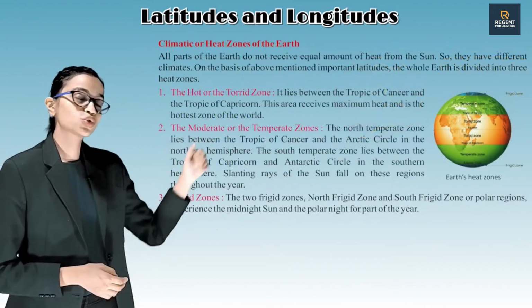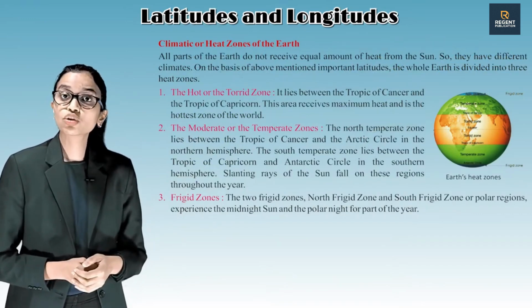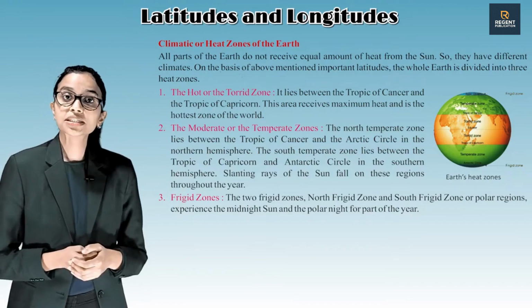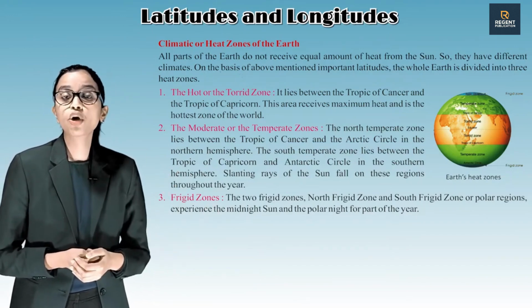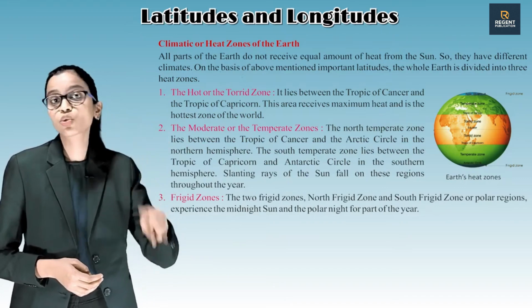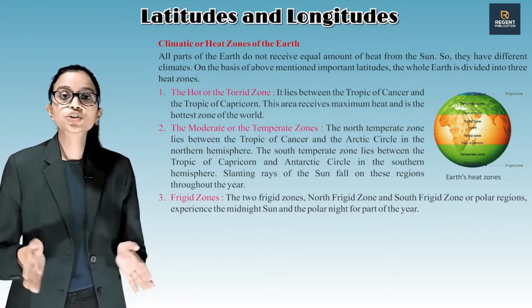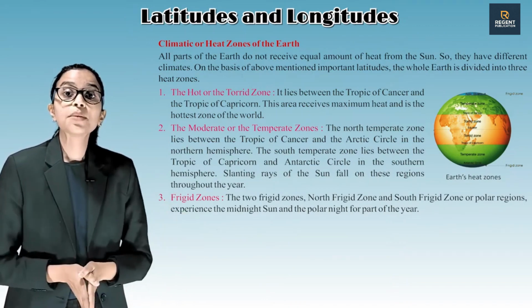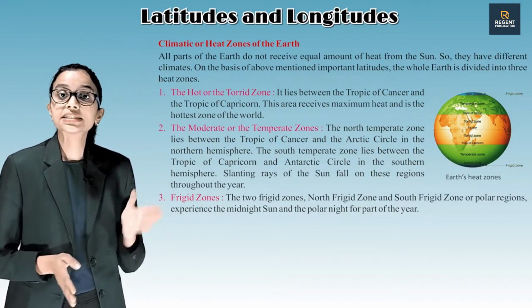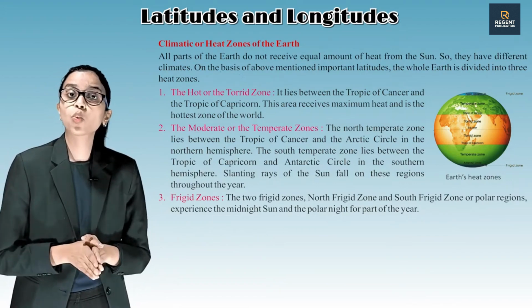Climatic or heat zones of the earth. All parts of the earth do not receive an equal amount of heat from the sun, so they have different climates. On the basis of the above-mentioned important latitudes, the whole earth is divided into three heat zones. The first one is the hot or torrid zone. It lies between the Tropic of Cancer and the Tropic of Capricorn. This area receives maximum heat and is the hottest zone of the world.